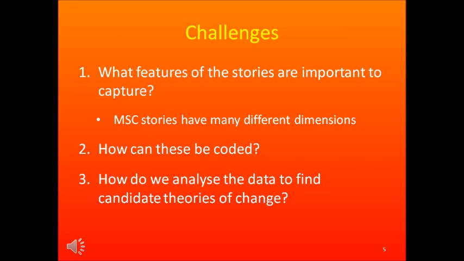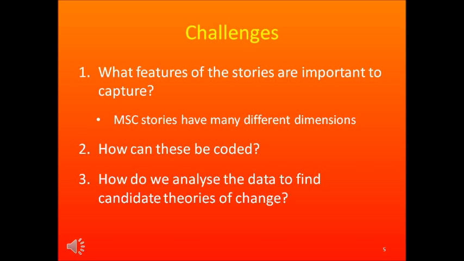There are 3 challenges which we need to deal with. The first is making some decisions about what features of the stories are important and the ones that we want to record. The second challenge is how can we code the presence or absence of these aspects of these stories in a way that's consistent across all the stories that we're looking at. And the third is how do we analyze the data to find configurations that might be common across a number of stories.